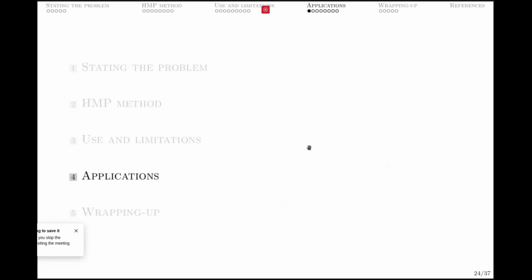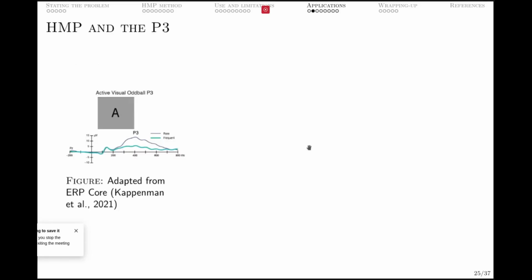So on the applications, I'm going to try to rush a bit because I don't want to take too much time from the hands-on session. On the application side, what we did was first to apply this in the paper about the method on a data set collected by Kappenman and collaborators, which is part of this ERP CORE database, which is a large database for different ERP tasks and therefore also components.